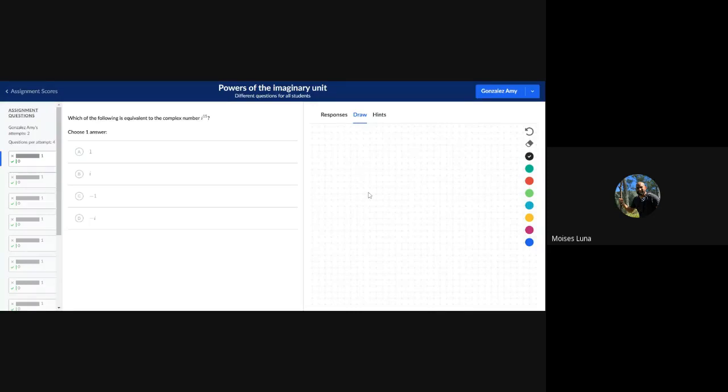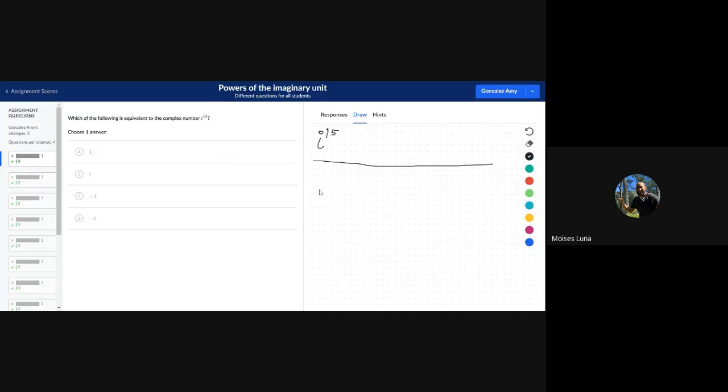Okay, so here again we have: which of the following is equivalent to the complex number i to the 15th power? So let's first start with our imaginary number. We have a number raised to the 15th power. And something to remember is that there is a sequence.